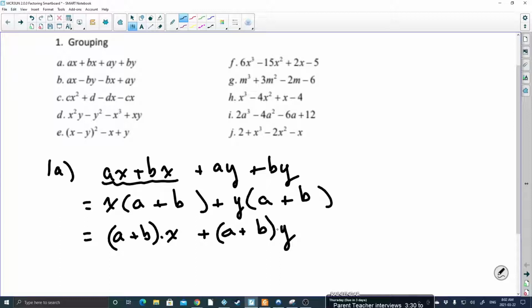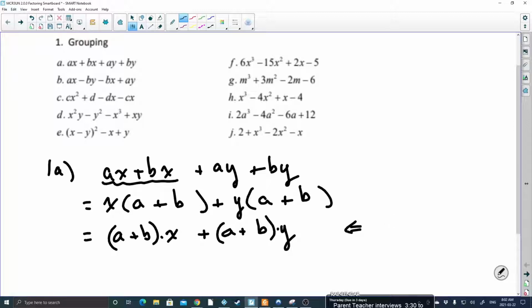And I'm just going to highlight that with a dot between the two. Anything that multiplies is a factor. Well, because a plus b is the same here and the same here, it's a common factor. That means I can take that common factor and pull it out in front. But it is a little bit difficult to see that that is a common factor. So I just want you to compare that for a second.